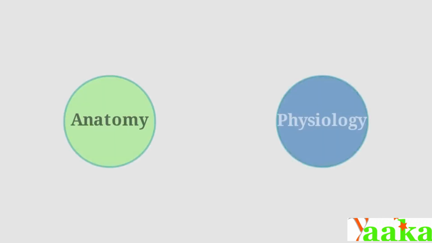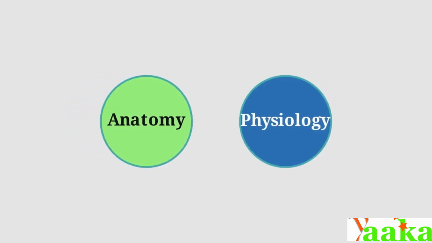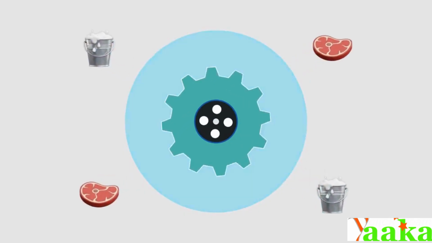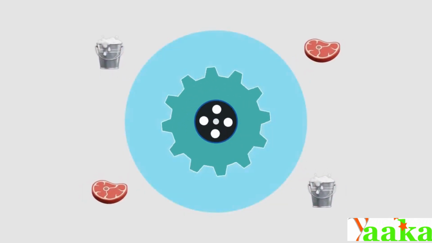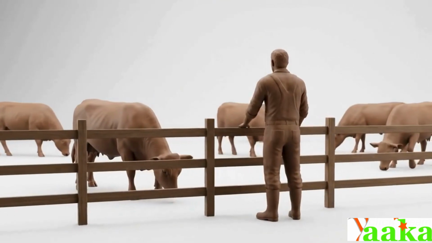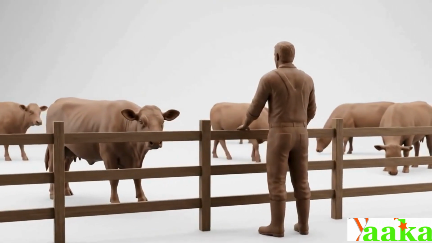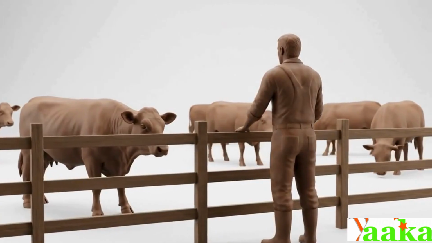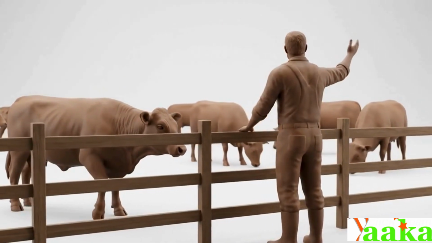The relationship between an animal's anatomy and physiology is the biological engine of increased production. By understanding how the exterior structural shape reflects internal capacity, a farmer transforms simple observation into a strategic science.